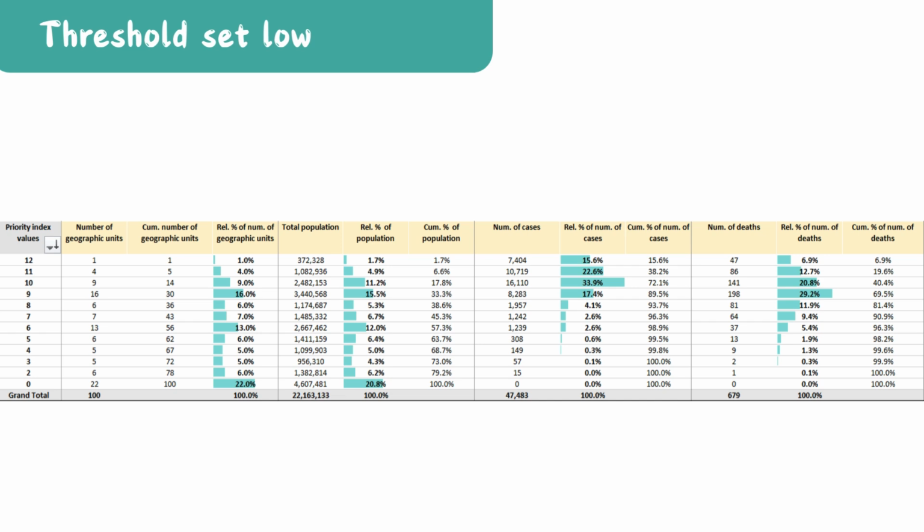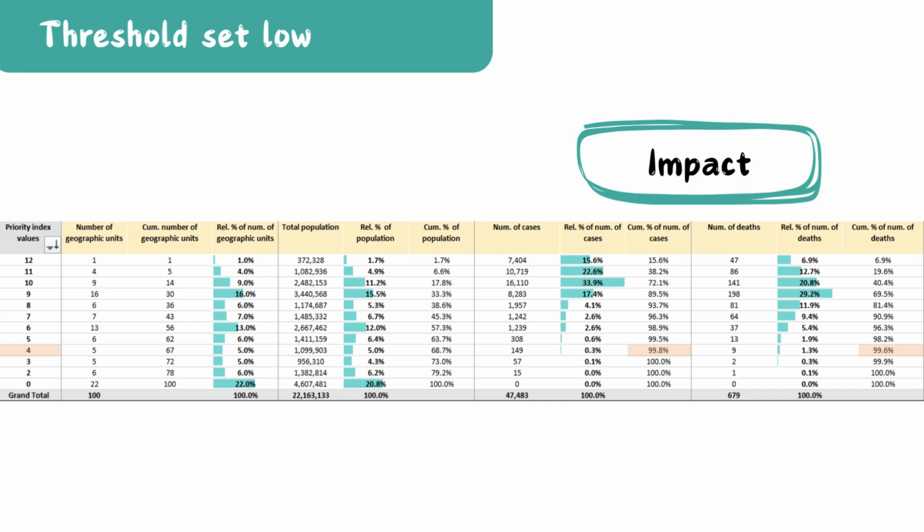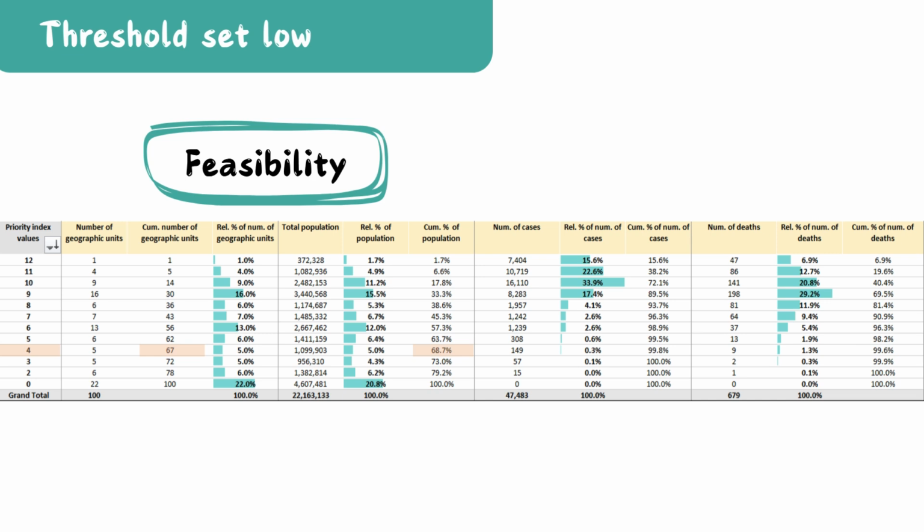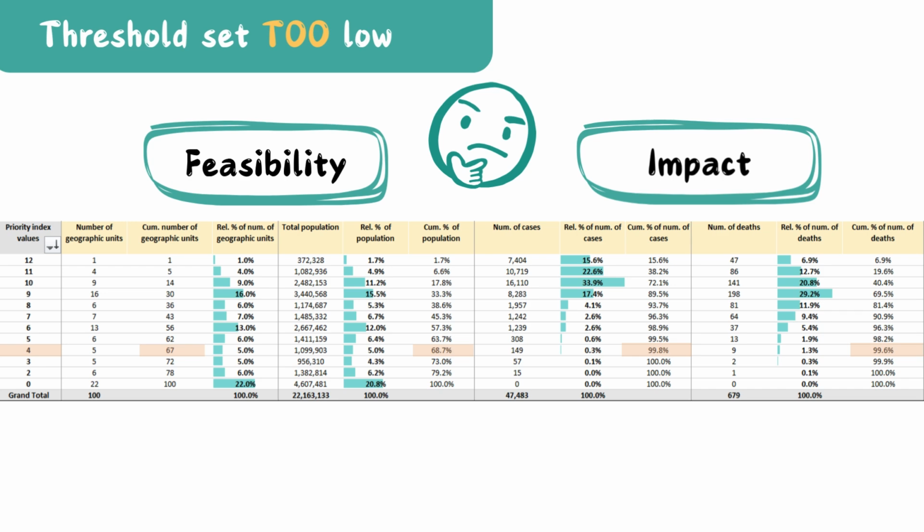As another example, if the priority index threshold was set to 4, 99% of the cholera cases and deaths would have occurred in PAMIs. Implementing multisectoral interventions in PAMIs would have a major impact to control cholera. However, considering that 67 geographic units representing 68% of the population would be PAMIs, the feasibility of implementing multisectoral interventions in all PAMIs would most likely be highly challenging. As a result, selecting 4 as a priority index threshold would not achieve a good balance between feasibility and impact.